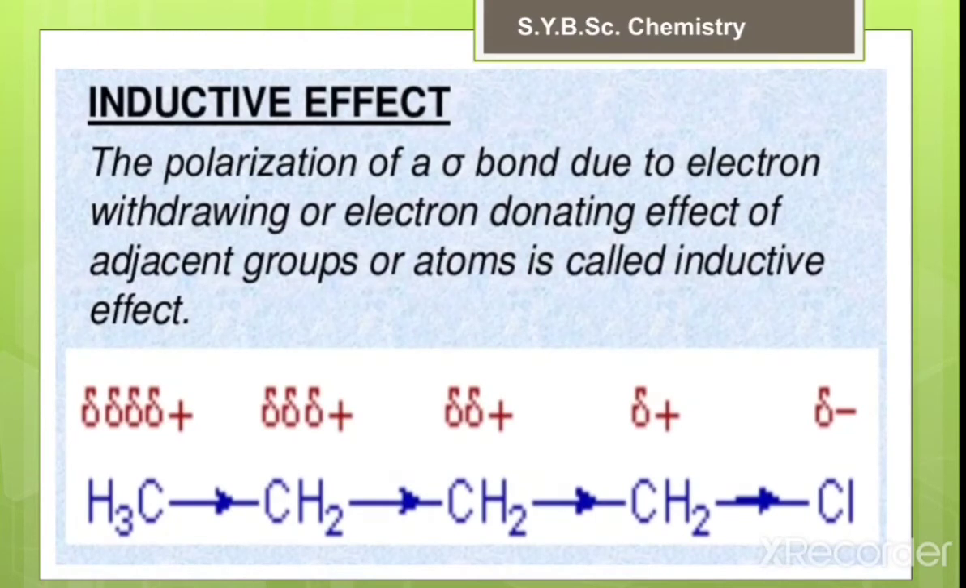Now the next thing is the inductive effect. The inductive effect is the polarization of a single or sigma bond due to the electron withdrawing or electron donating effect of adjacent groups or atoms. Here this is the representation of the inductive effect. Here the halogen, that means chlorine, is delta minus and electron withdrawing, therefore it withdraws the electron from this species.